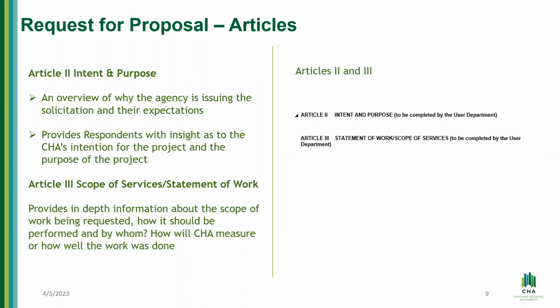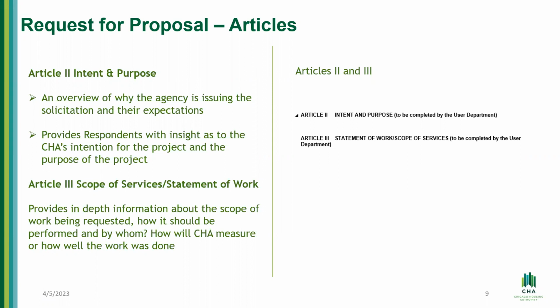Also, you will see Article 3, which is the scope of service or statement of work. This is pretty much a detailed description of the work or service that CHA is requesting. This description will include the objectives to be achieved, the deliverables, meaning when and how, performance standards, metrics, and/or measurements. Also, we provide a timeline for receiving goods or services, so pretty much how long it's going to take. And the last detail included in this description is the reporting methods.